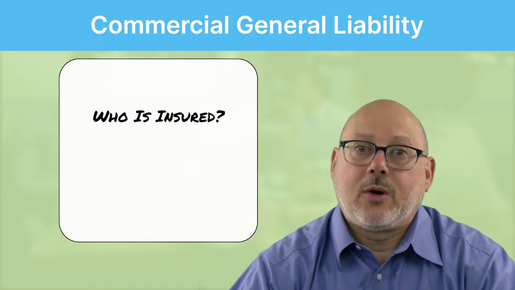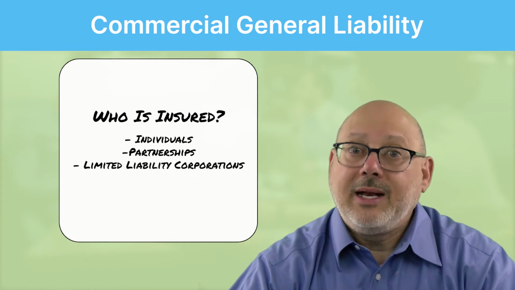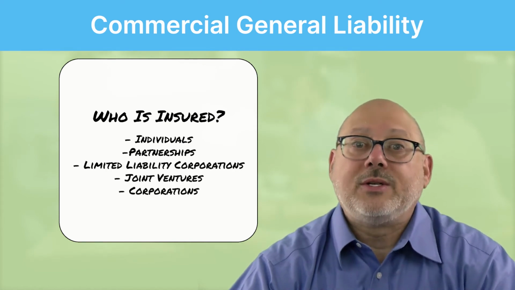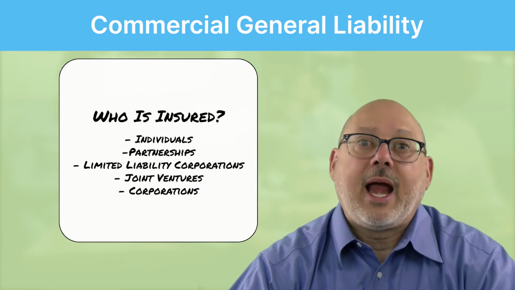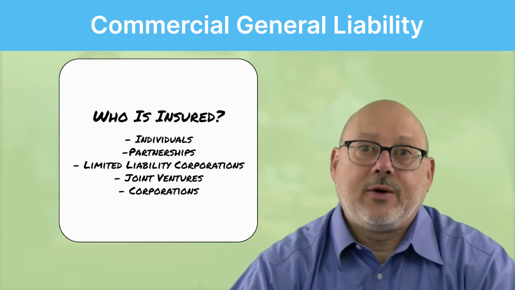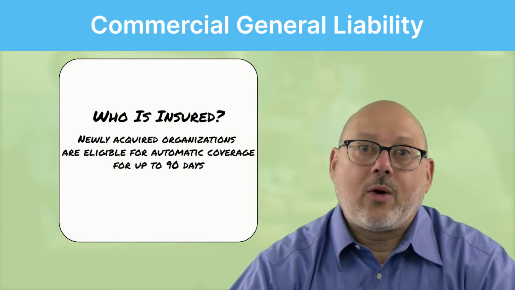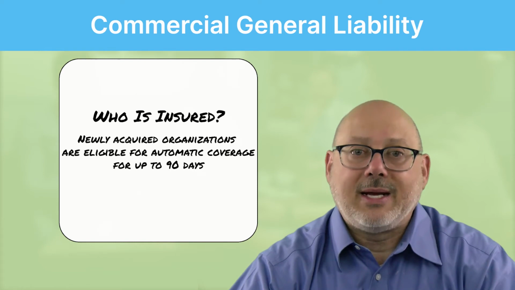Who is insured? Individuals, partnerships, limited liability corporations, joint ventures, and corporations including their executive officers, directors, stockholders, employees, and all spouses are all considered to be insured under the CGL. As for newly acquired organizations, they are eligible for automatic coverage for up to 90 days.